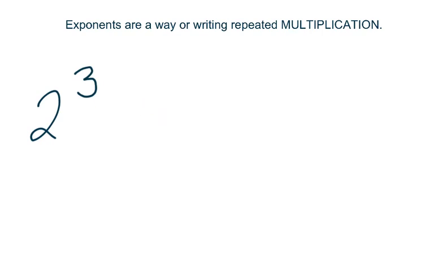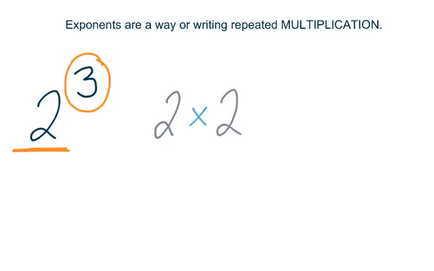Okay, so here's what I want you to do. I'm going to break this down for you. This here is the number that's being multiplied. And the exponent tells you how many times it's being multiplied together. The 2 here is called your base, and the 3 is your exponent. So your base tells you what number to multiply, and your exponent tells you how many times it's being multiplied together.